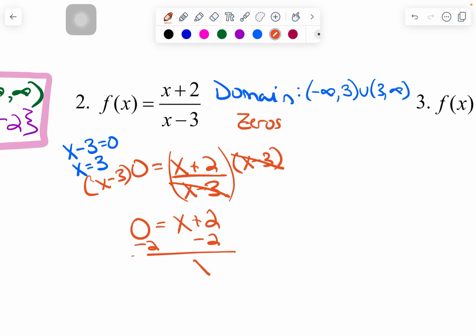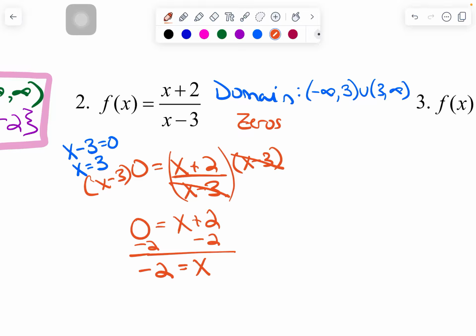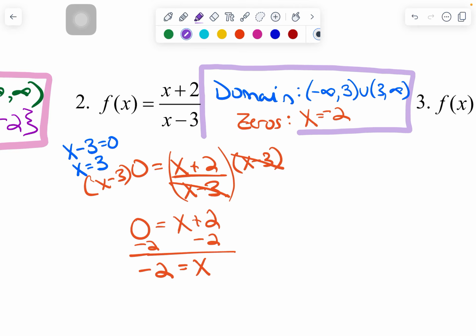Subtracting 2 from both sides, we're going to get x equals negative 2. So if I take negative 2 and put it into our function, we will get the value of 0 out. So our zero is going to be, and actually, there's a couple ways to write this. I'm just going to go ahead and write it as x equals negative 2. I would take the set notation. I'll take this answer as well. So there we go. Domain is everything except for 3, and your zero is x equals negative 2.